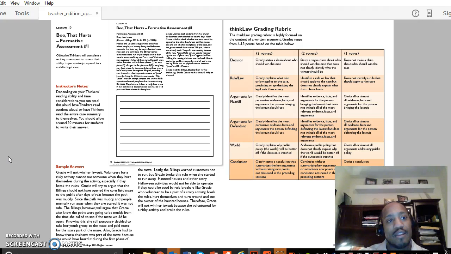But that's basically all there is to lesson 10. The sample answer shows that this woman was not able to sue and she was not successful, but you can go through and read that in more detail to figure out the reasons why and discuss that with your students.